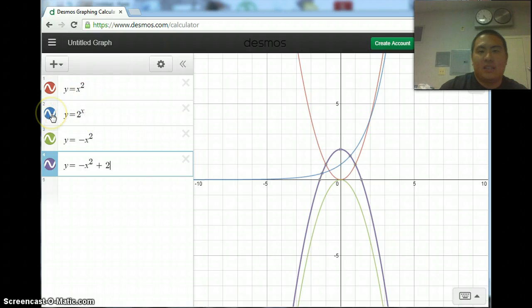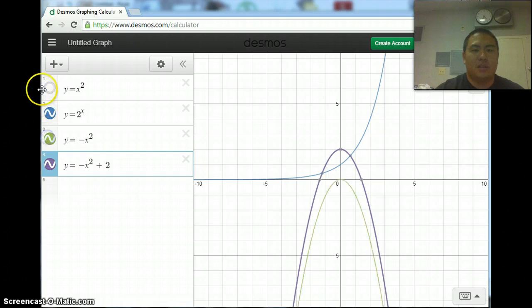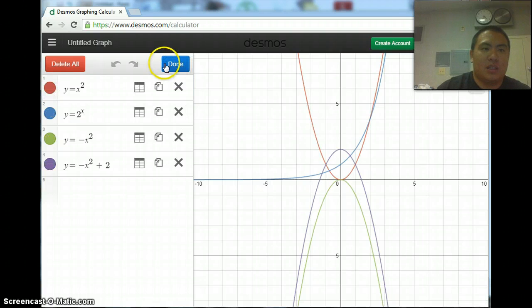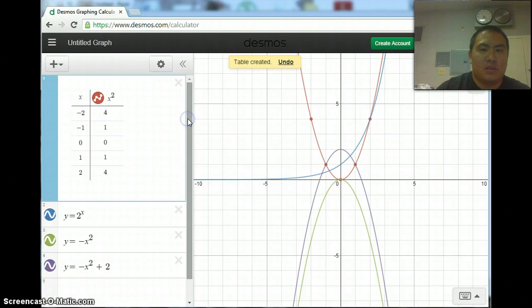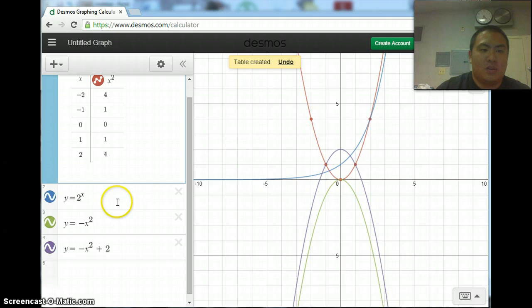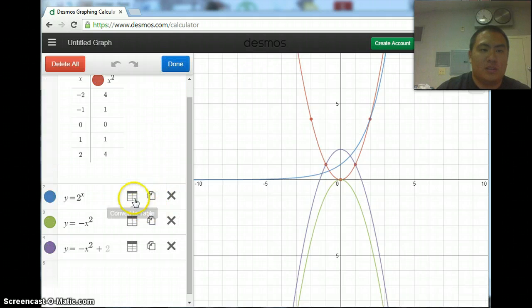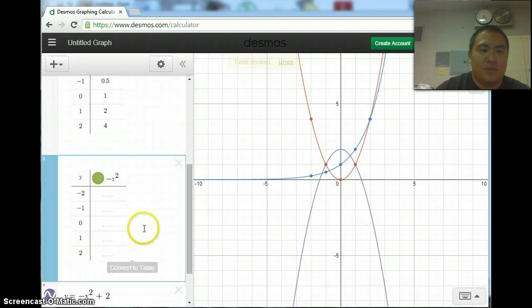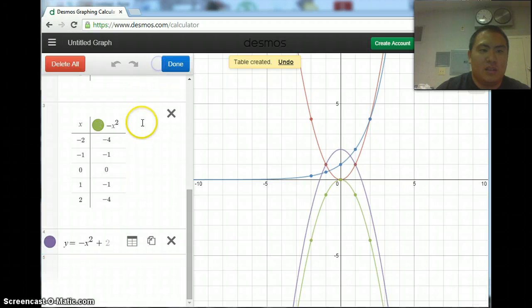Now, which one of these does not fit in like the others? It looks like blue is different from the other ones, right? Or that shade of blue. These three look pretty similar. They're all U-shaped. What I want you to do is pull out a table for each one. So you hit edit list, and convert to table. And I also want you to do that for this one: edit list, convert to table. Click to the next one, edit list, convert to table. Edit list, convert to table.